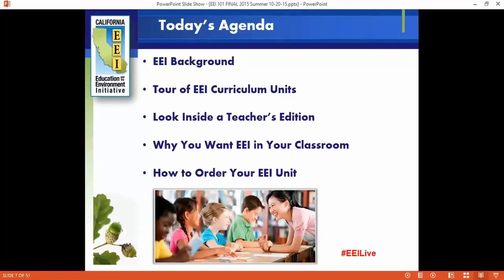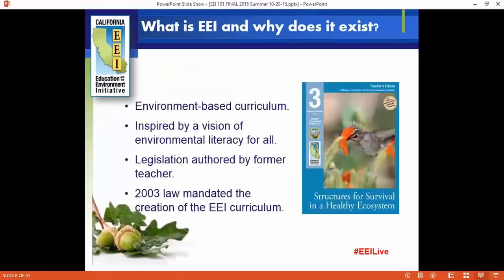Then we're going to focus on a few of the reasons you might want to bring EEI into your classroom and some of the reasons that Wendy likes it. And finally, we're going to let you know how you can order your own EEI unit, including materials for your students.